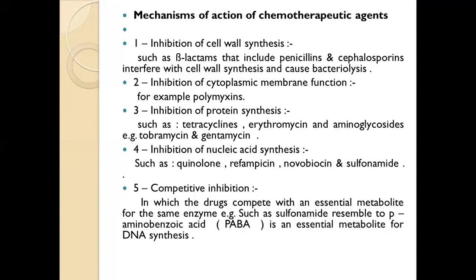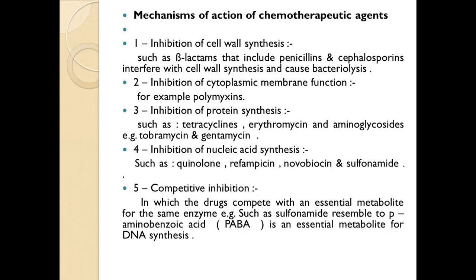Also, inhibition of cytoplasmic membrane function, for example, polymyxin, or inhibition of protein synthesis, such as tetracycline, erythromycin, and aminoglycosides, which include tobramycin and gentamicin. These drugs act on the 30S subunit of the bacterial ribosome and prevent translation of mRNA to a peptide or amino acid sequence.